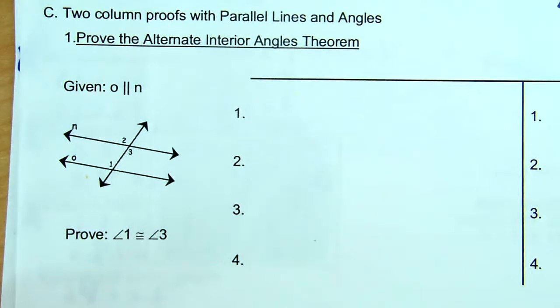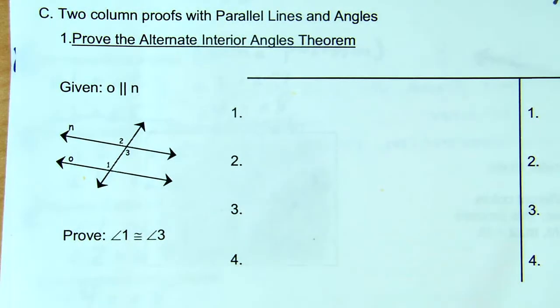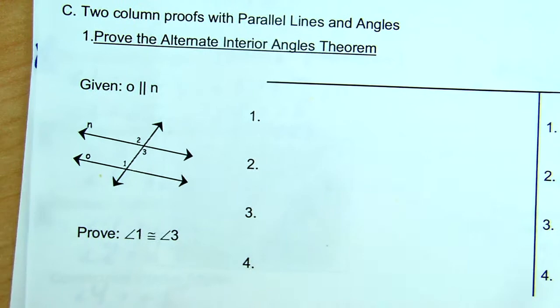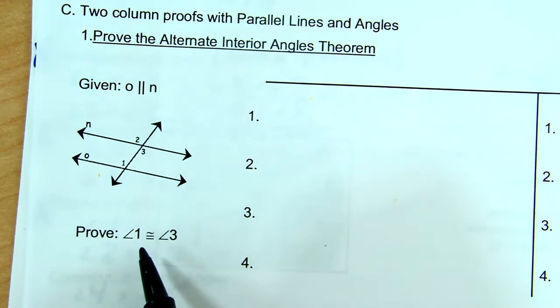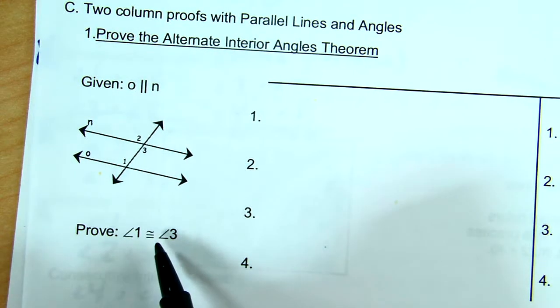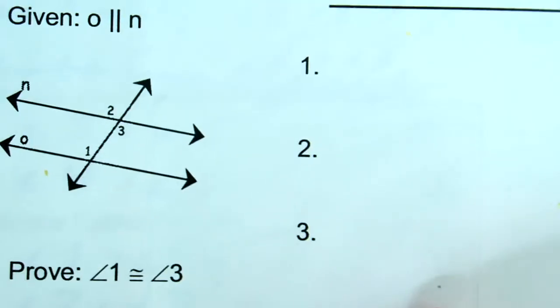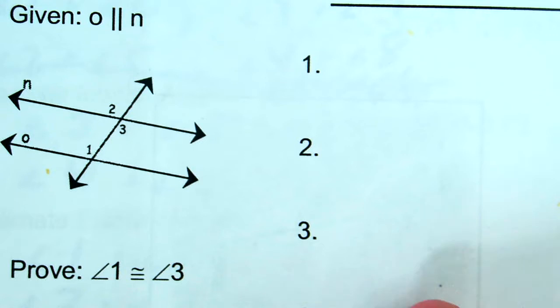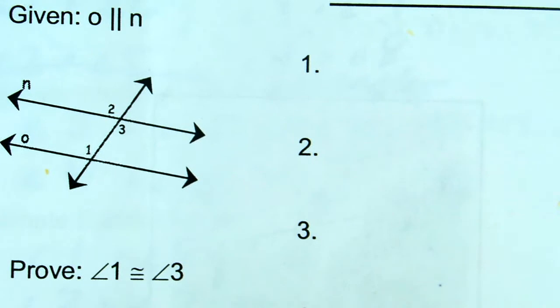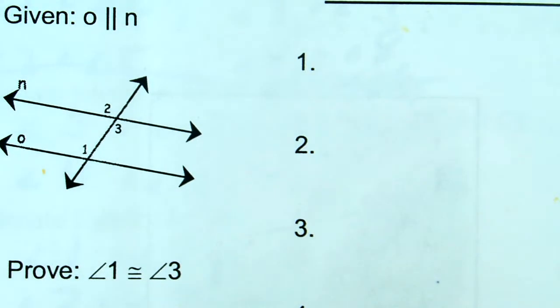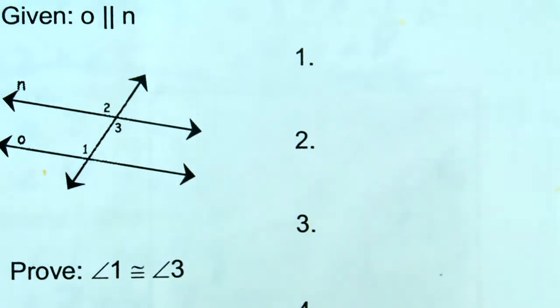And remember what the alternate interior angles theorem says: if you have parallel lines, then you know that alternate interior angles are congruent. So that is why we're trying to prove that angle 1 is congruent to angle 3. If you notice, angle 1 and angle 3 are indeed alternate interior angles. So if we can start with the fact that we have parallel lines and show that angle 1 is congruent to angle 3, then we have proven the alternate interior angles theorem.